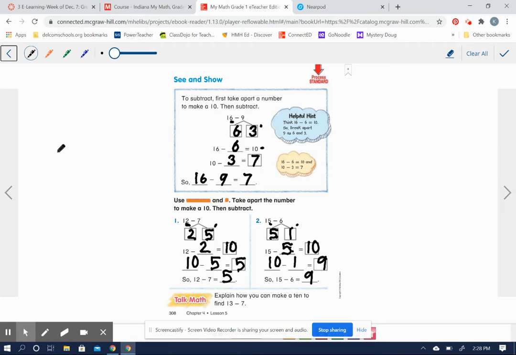It says, explain how you can make a 10 to find 13 minus 7. Okay, well, we're going to make a 10 here by subtracting 13 minus 3 equals our 10. So now we're going to break this 7 into a 3. 3 plus what equals 7? Yeah, 4. So then 10 minus the 4 equals 6. So 13 minus 7 equals 6.